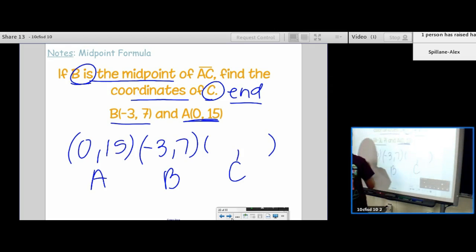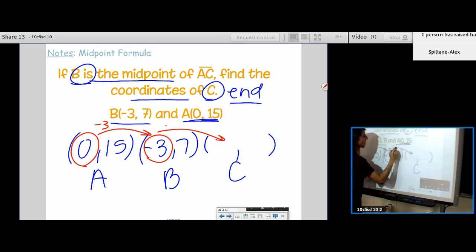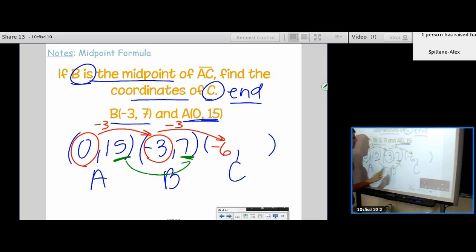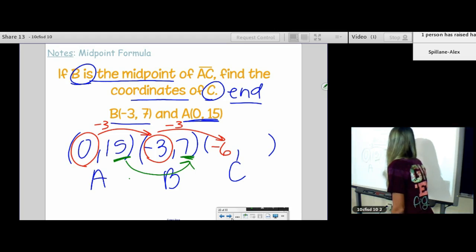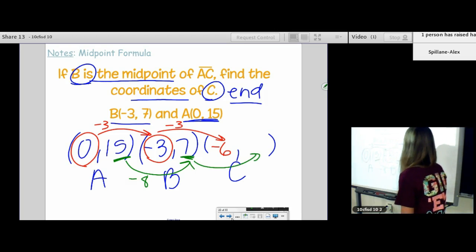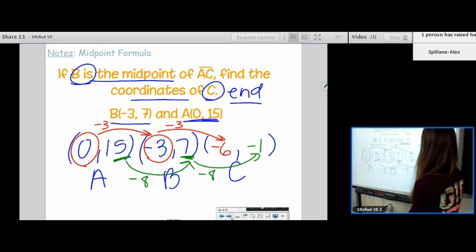All right, let's do it. Let's do our X's first. How far do I leap? Negative 3. So I go negative 3 again. Negative 3 minus 3, negative 6. Okay, now let's do our Y. From 15 to 7. We're going negative both times this time, right? Negative 8. So I want to go negative 8 again. 7 minus 8, negative 1. So our answer, the coordinates of C are negative 6, negative 1.